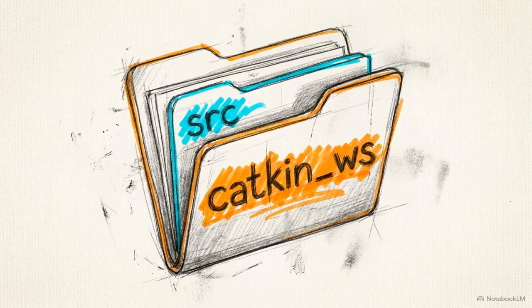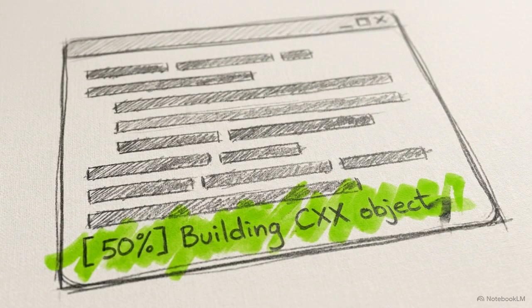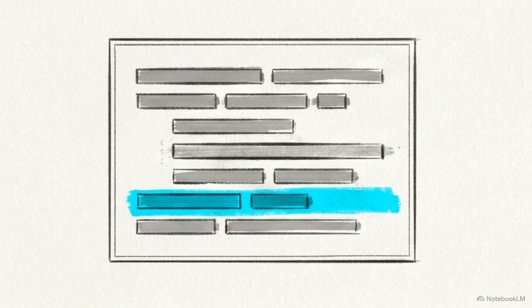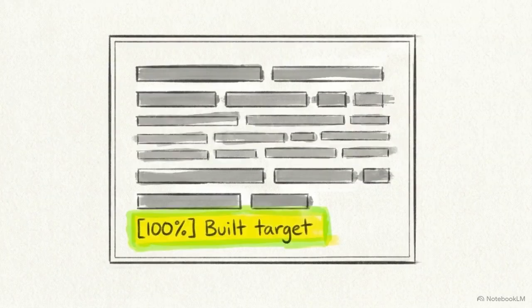Create a folder named catkin_ws with a src subdirectory inside it. Navigate into that workspace and run the catkin_make command to compile your empty environment. Looking at this terminal output, you want to verify that the process succeeded. Check near the bottom of the log for the specific phrase "build files generated."